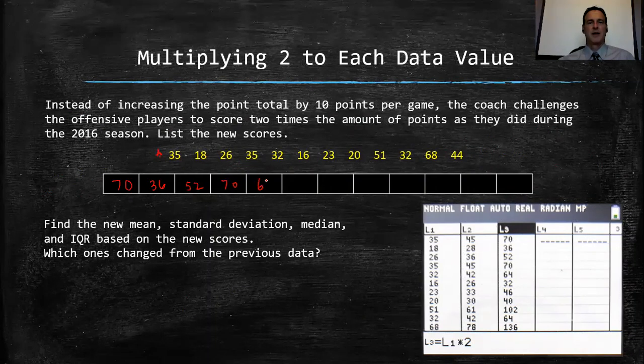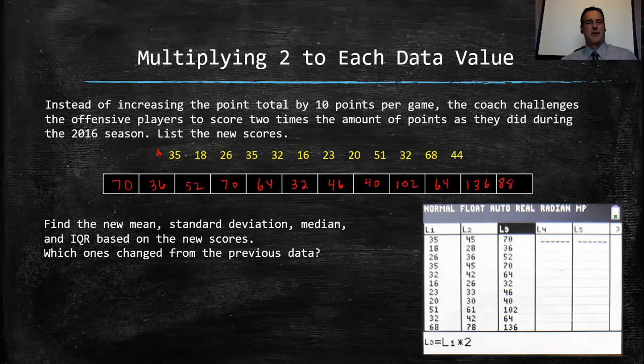Now I'm going to do it this way because I think it's easy to multiply by 2. Should be easier than adding by 10. But nevertheless, I'm going to check my work. I don't know if it's possible to score 102 points in a game or 136, but that's just how the problem's written.